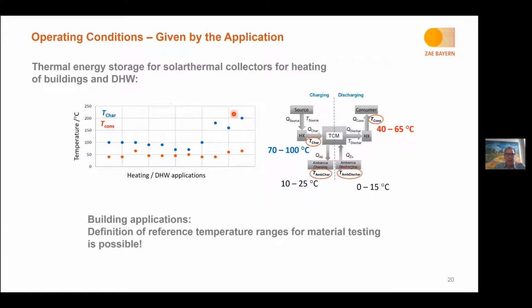Here we have some concentrating systems or vacuum tube collectors, so a little bit exotic. So they have higher temperature. But we said, okay, 70 to 100 degrees is the range of our charging temperature. And what we need in the system is between 40 and 65. So that's a low temperature heating system or domestic hot water requirements. And then, as I said, we need these temperature ranges during charging and discharging. And with these 4 numbers, we can now do a testing of the new material.